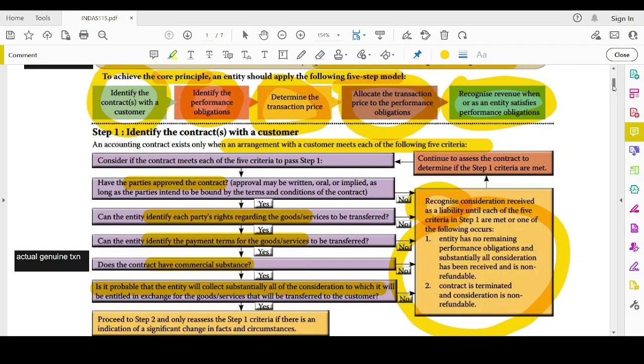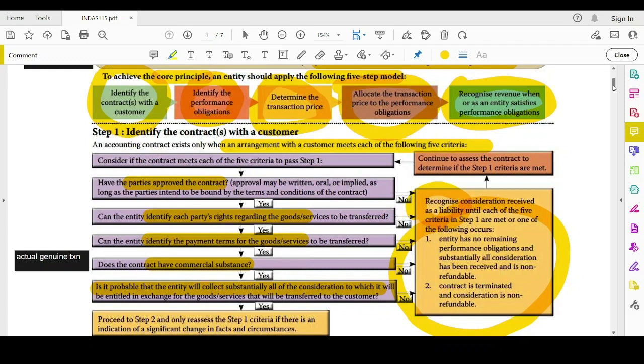Third condition is, can the entity identify the payment terms for the goods or services to be transferred? For example, it could either be on-spot payment, or 30 days payment, or 30 days payment with discount, or 6 months payment with financing interest, or 2 years down the line payment with adequate financing interest. So the relevant payment terms have to be identified.